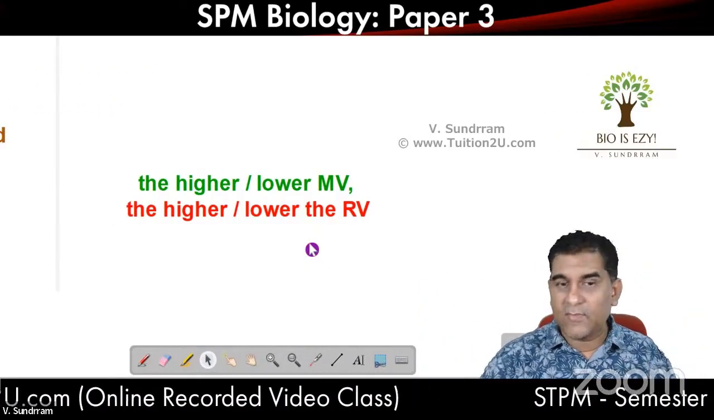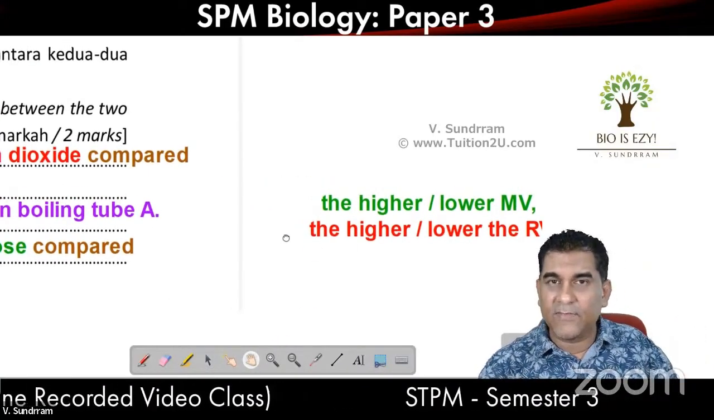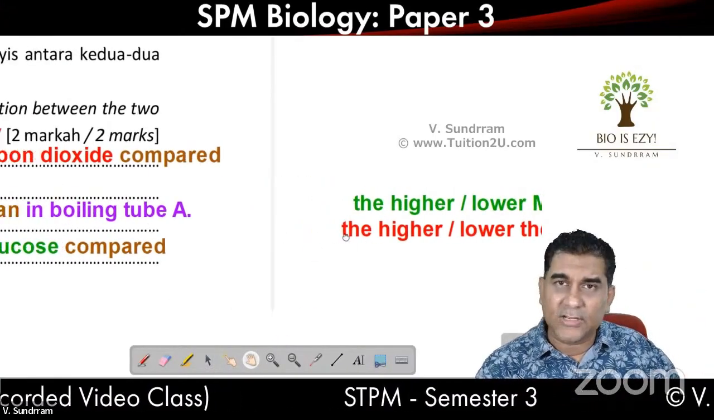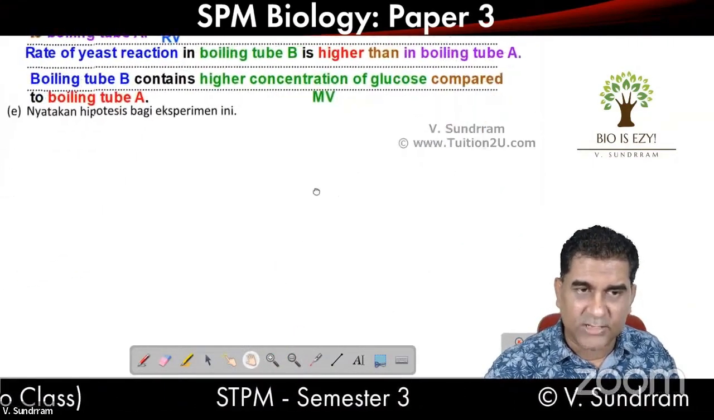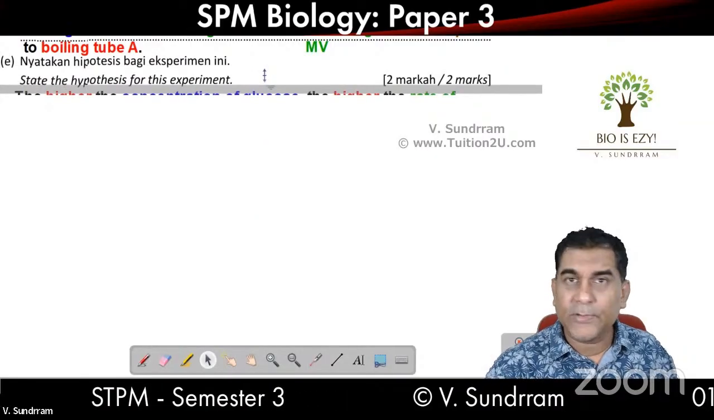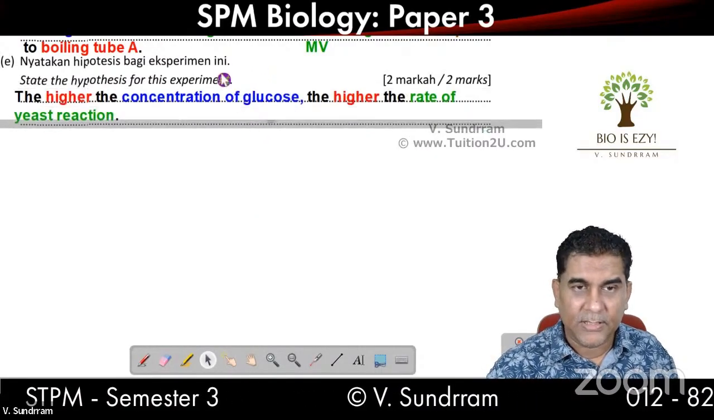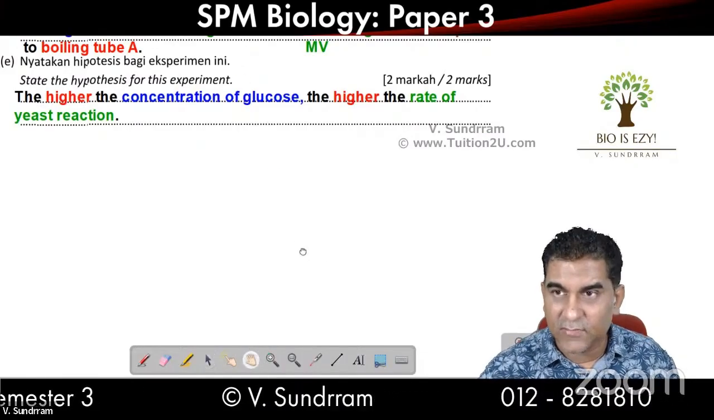For this one, we can use higher lower. So we just say, the higher the MV, the higher the RV. That's all. So what are we going to write here as the answer for this question? What is the hypothesis for this experiment? The hypothesis for this experiment is the higher the concentration of glucose, the higher the rate of yeast reaction.